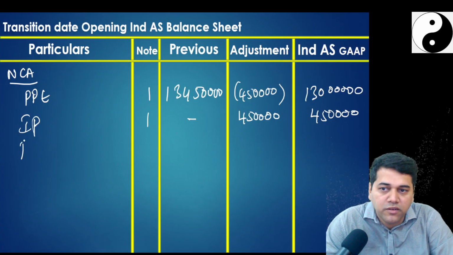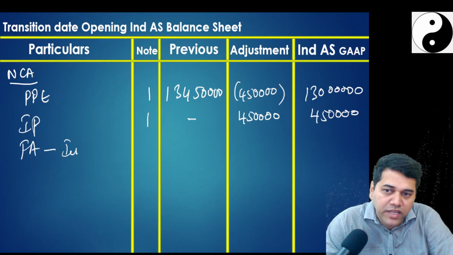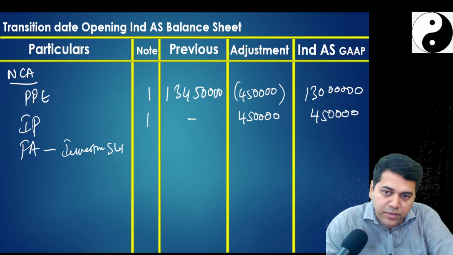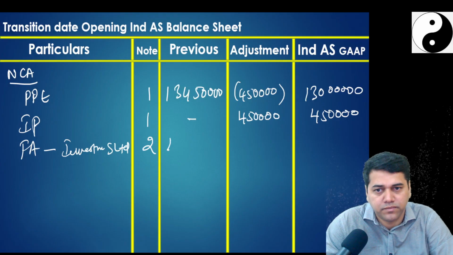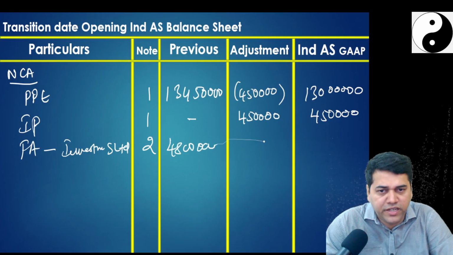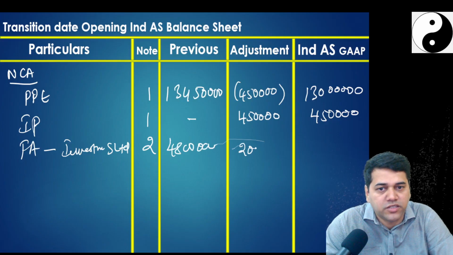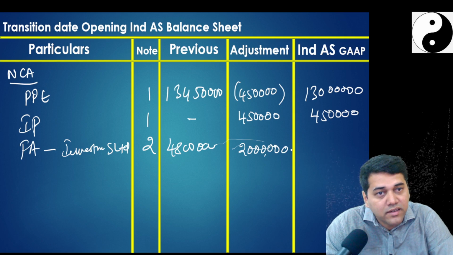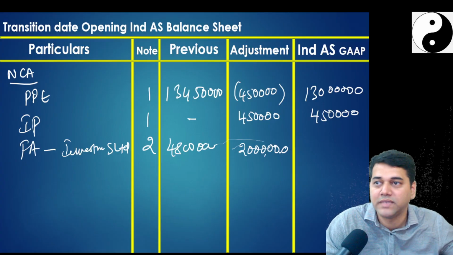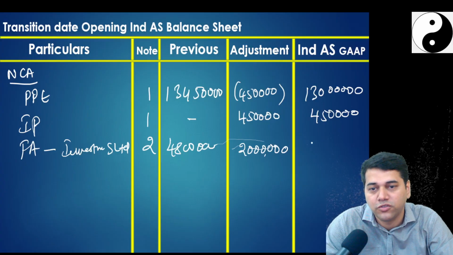Next one is financial assets. Under that you have got investment in S Limited, note number 2. What is your previous GAAP balance? 48. Is there any adjustment? Yes, 20 lakhs. Add or minus? Add. Where is the second leg? Retained earnings, that's what we have worked out. So this becomes 68 lakhs.